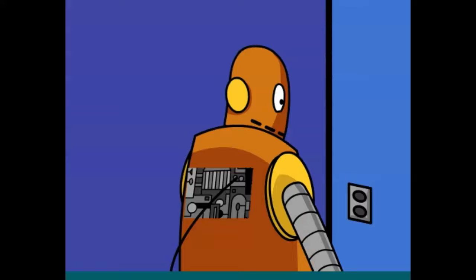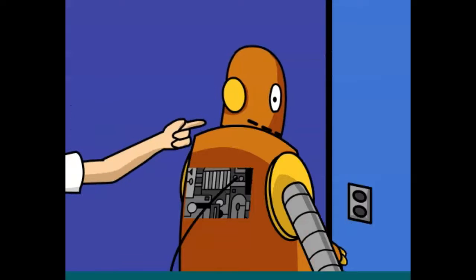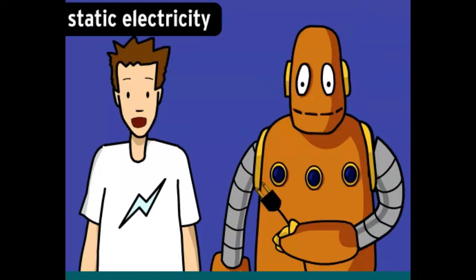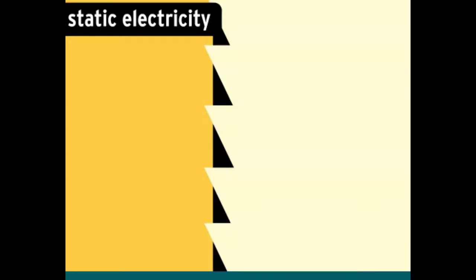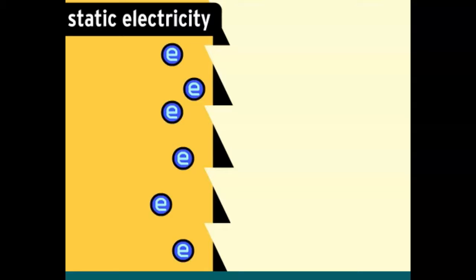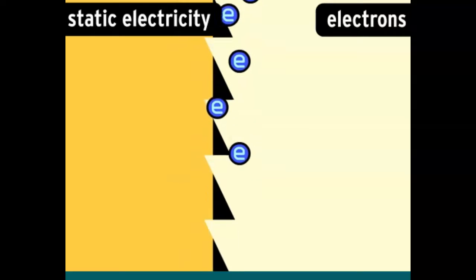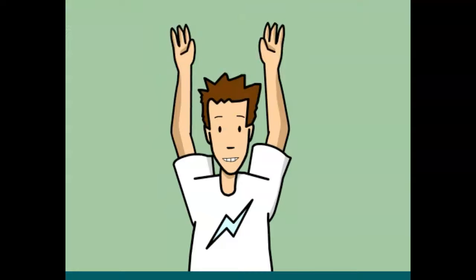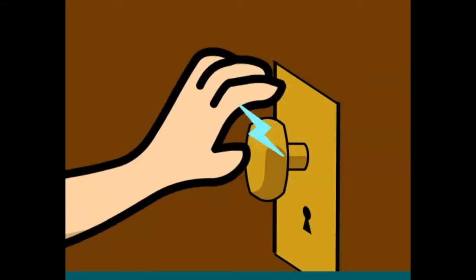Hey, listen to this one. Dear Tim and Moby, When I touched the doorknob this morning, I got a shock. Why? Why? Sincerely, Amos. Why, that's static electricity. Static electricity is the result of tiny subatomic particles called electrons being pulled from one surface to another. This can happen if you take off a sweater too fast. The difference in electrical charge can cause sparks when you touch a metal object. Lightning is a larger version of the same effect, as masses of air rub against rain clouds.